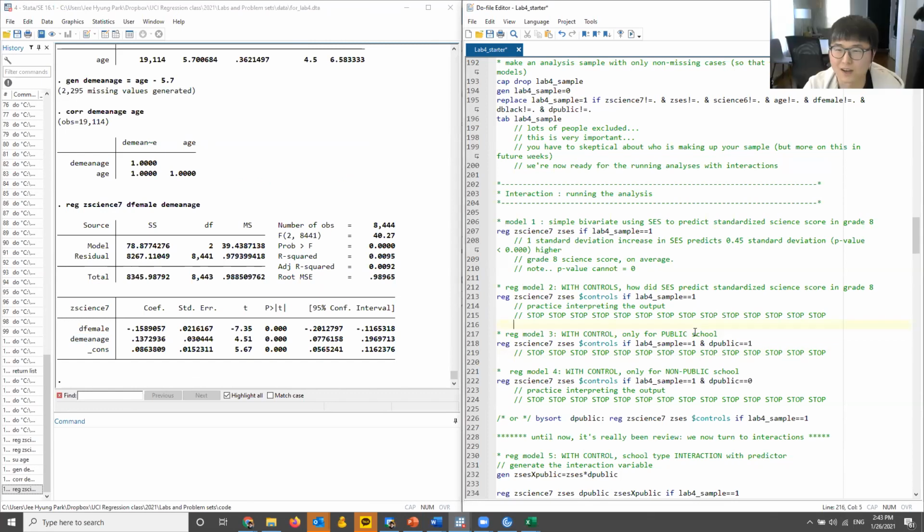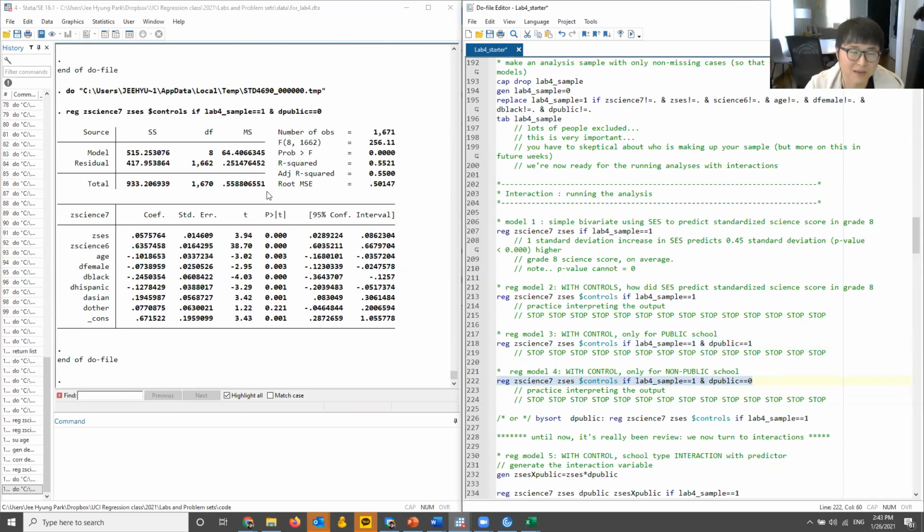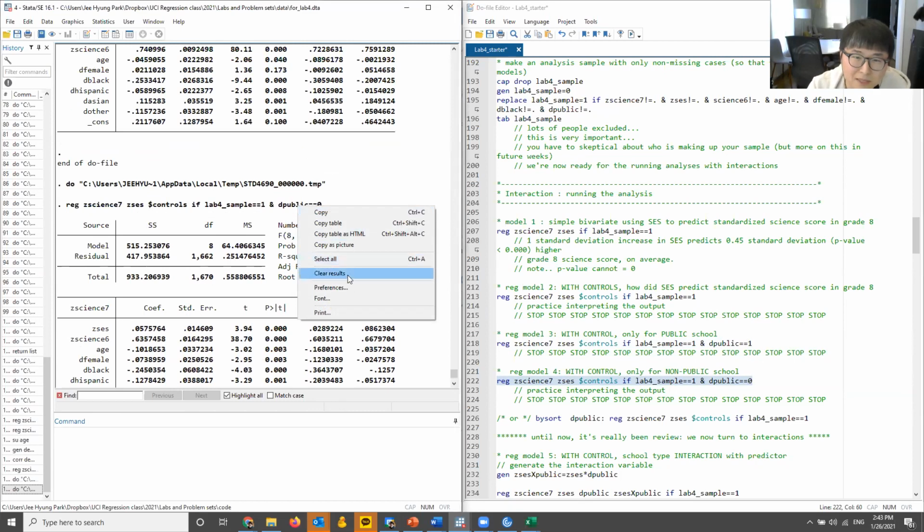Okay. Cool. Good. That was useful stuff. And now I'm going to add the controls and then run the regression only for the public school, right? And then I'll run the same regression for the private school. Sorry, maybe I need to make this a little bit smaller.